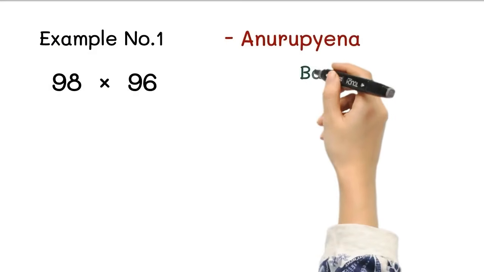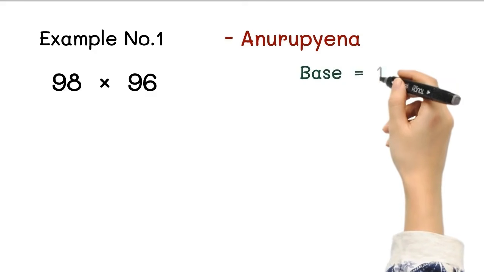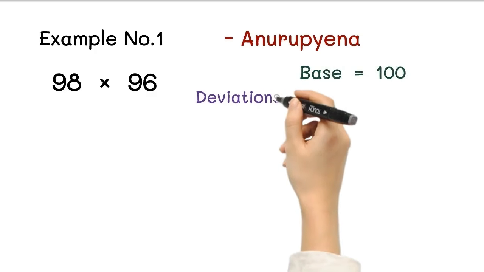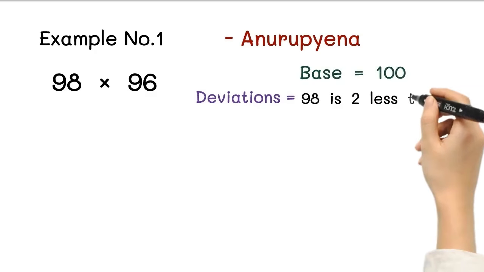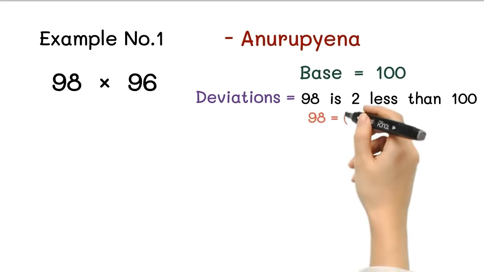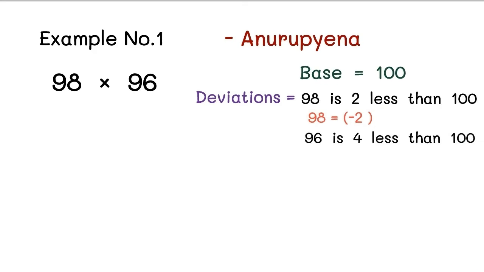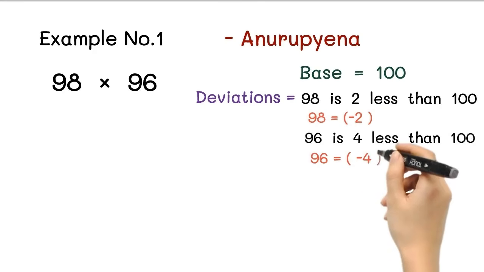In the first step, let's choose a base. For both numbers, the base is 100. Now let's find the deviations. 98 is 2 less than 100, so the deviation is 2. 96 is 4 less than 100, so the deviation is 4.